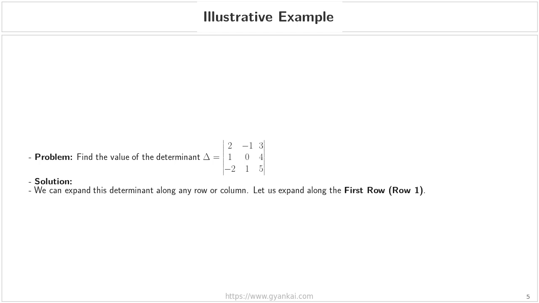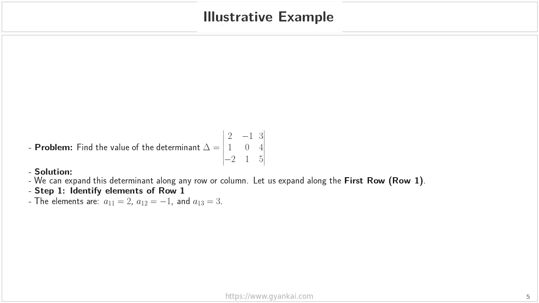To solve this, we need to apply the expansion method we just discussed. As I mentioned in the previous slide, we have the freedom to choose any row or column. While we could pick the second row because it contains a 0, which would make our work easier, for the sake of demonstrating the full process, let's expand along the first row. Let's move through this systematically using our 4-step procedure.